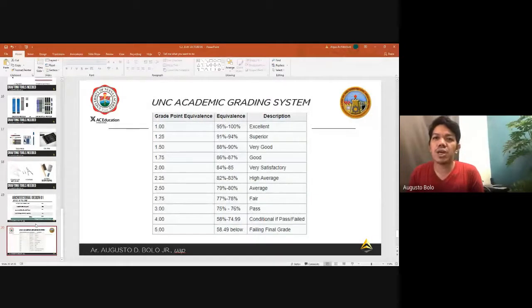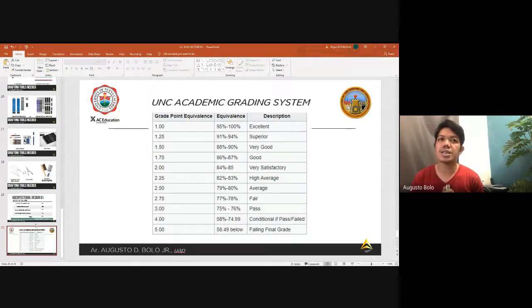Okay? So the UNC academic grading system, para aware tayo, I don't know if there are faculty that discusses this already. Pero just for the sake of clearer understanding ng ating magiging grade sa design and any other subjects up to 5th year, meron tayong grade point equivalent. Pinakamababa is, start tayo sa pinakamababa. Ang failing final grade, pag binigyan kayo ng prof nyo ng 5, that is equivalent to lower than 65. So definitely 58.49 or below.